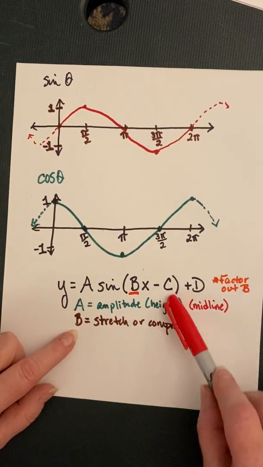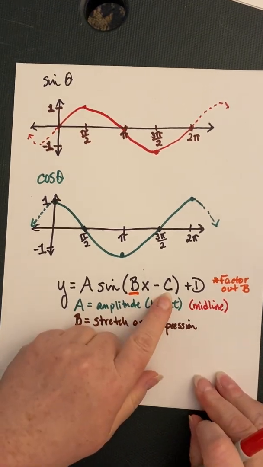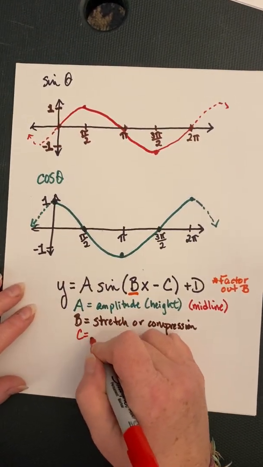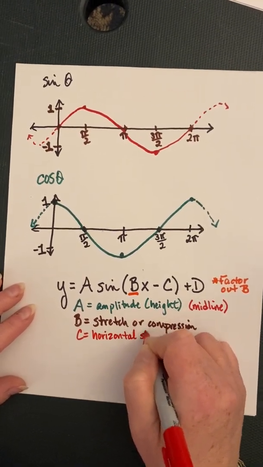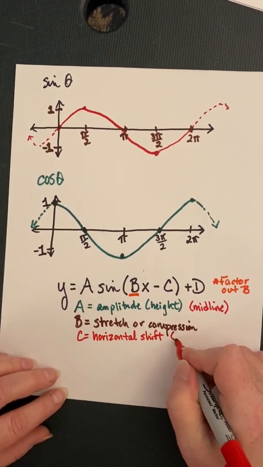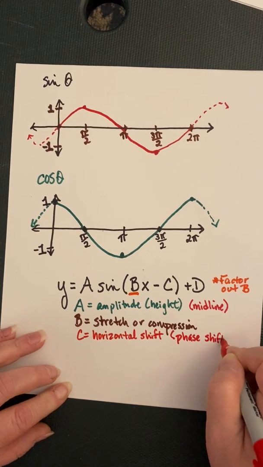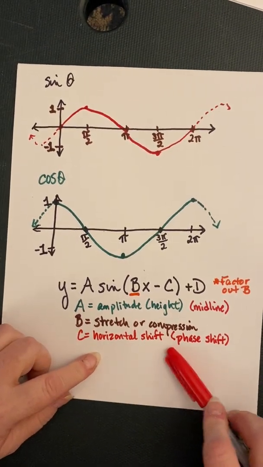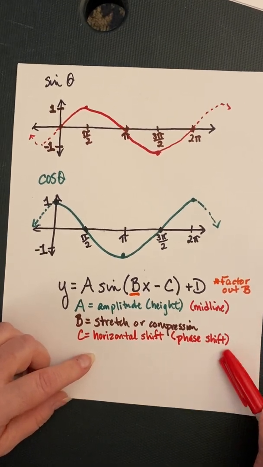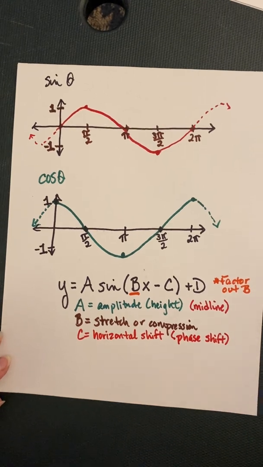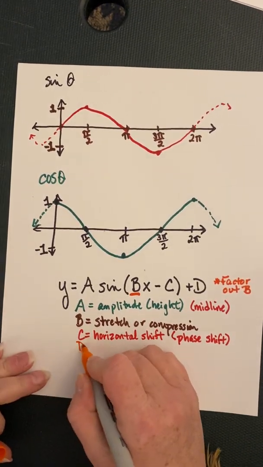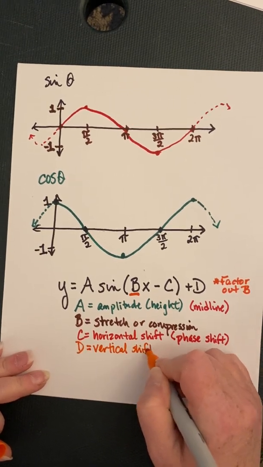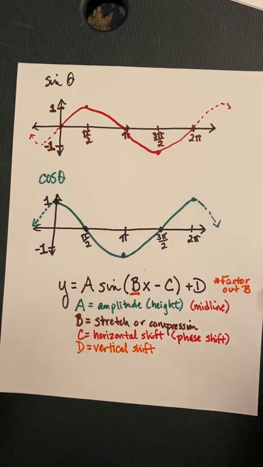The C is just what it is everywhere else. Because it's attached to your X, it is your horizontal shift, if it's shifting left or right. But they also call this a phase shift. Just because they want to be fancier in pre-calculus, instead of saying horizontal shift, they say, we're getting more sophisticated, we're going to give it a new name. Phase shift, same thing. And then the last piece is D, which is very common, that's your vertical shift, up or down. All right, so those pieces should make sense, I hope.